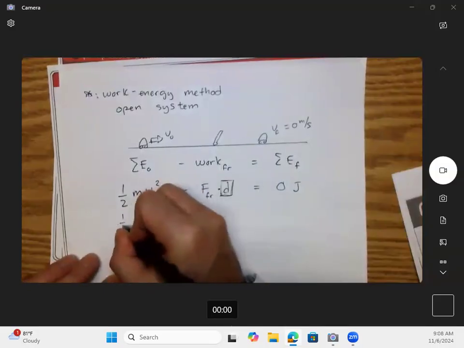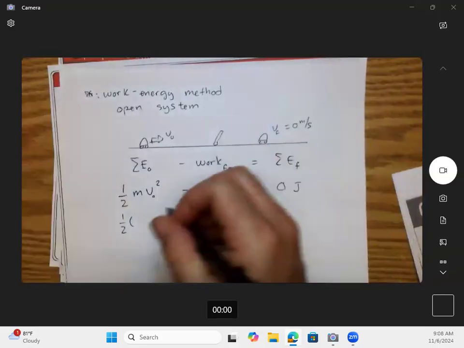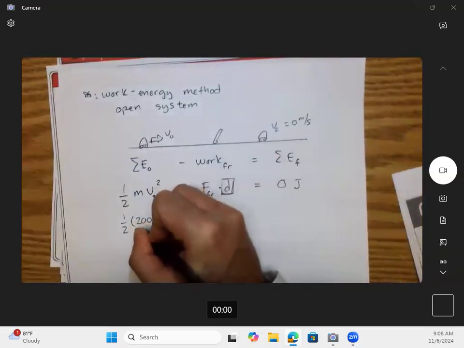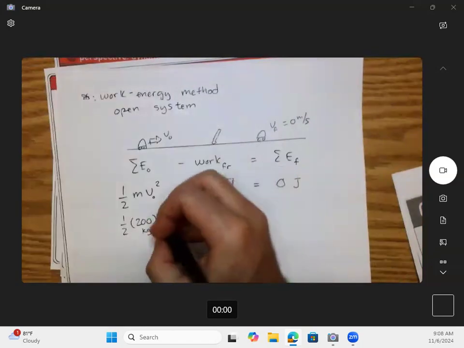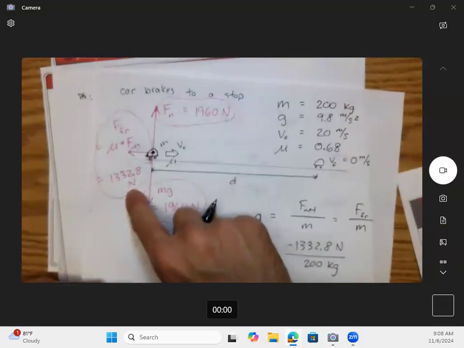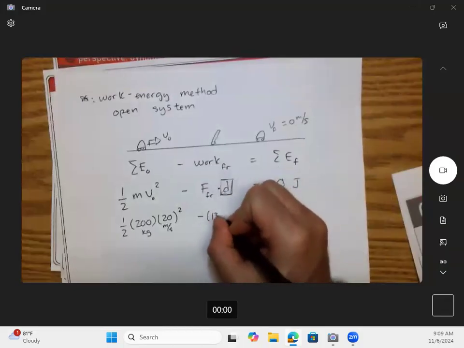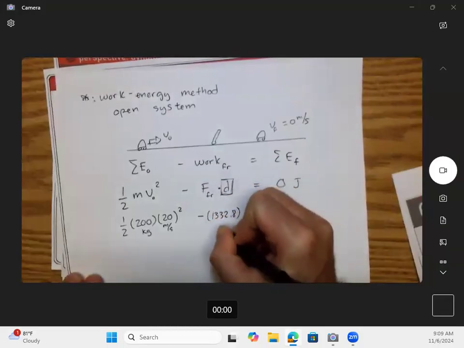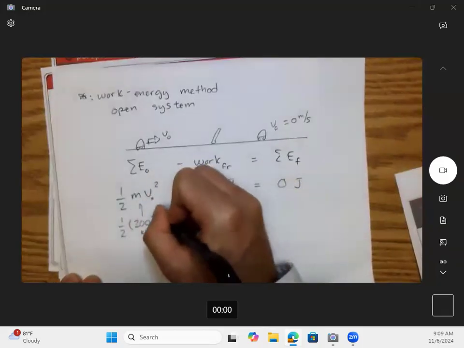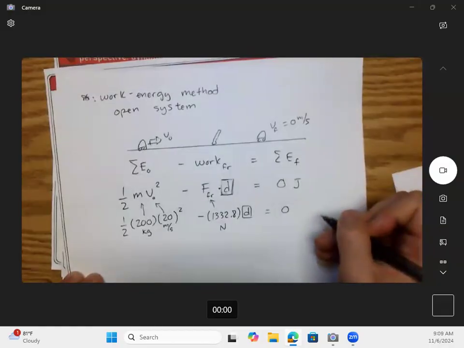So the car had a mass. What was the mass of this car? 200 kilograms, right? 200 kilogram car, going at 20 meters per second. Square that, minus friction force. Oh, we calculated friction force already. You guys remember we did that over here? It's 1332.8 newtons. That's right here. 1332.8 newtons, times braking distance. What's that? You have to make it negative.